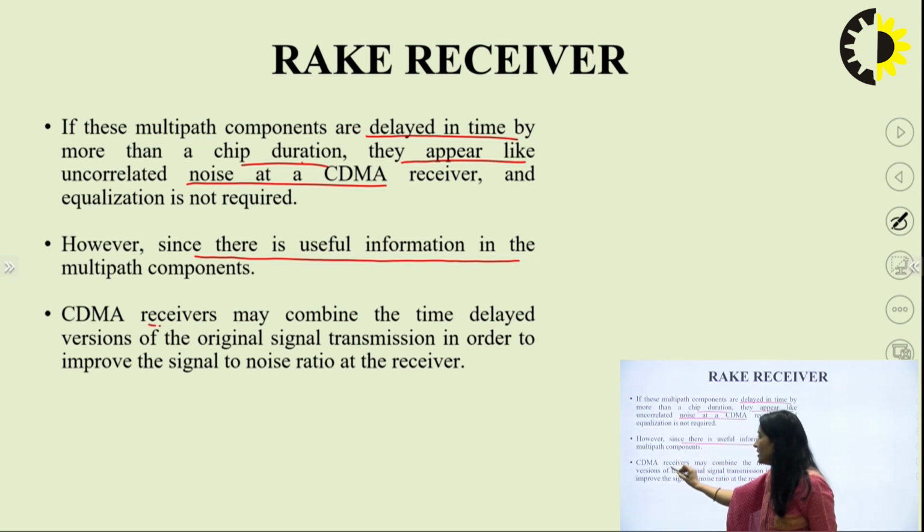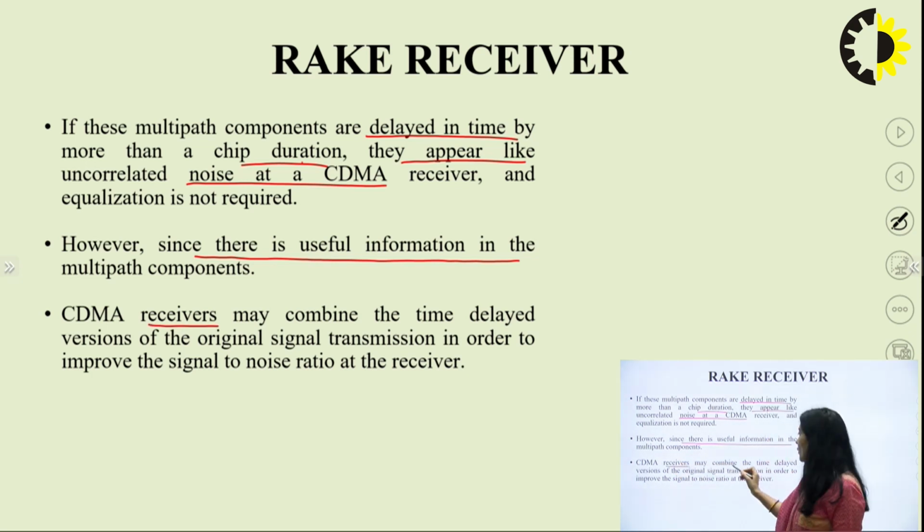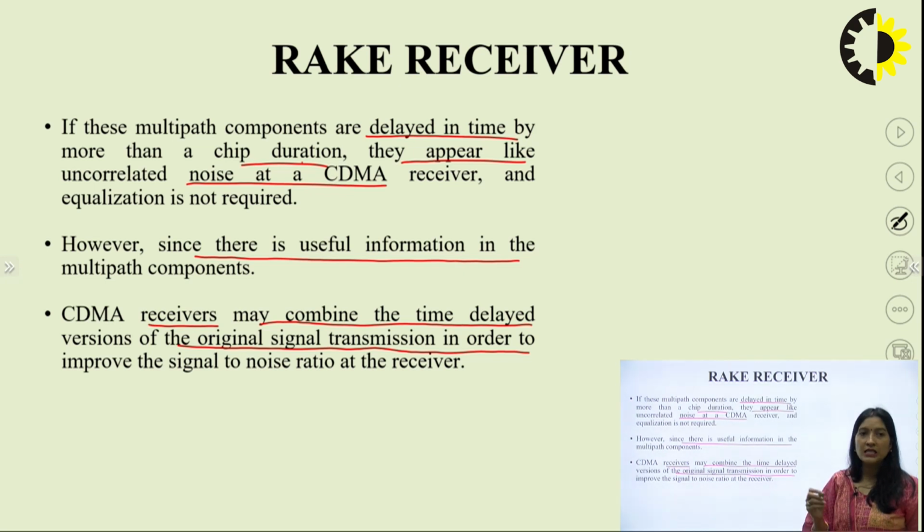So, in CDMA receivers, we have a special receiver. What it does is combine the time delayed versions of the original signal transmission in order to improve the signal to noise ratio of the receiver. If we accumulate the information of the multipath, we can improve the signal strength. How can we improve the signal strength? Because we are not eliminating that part of the signal; we are extracting the information from the multipath. So, this is the beauty of the RAKE receiver. It exploits multipath and extracts the information.